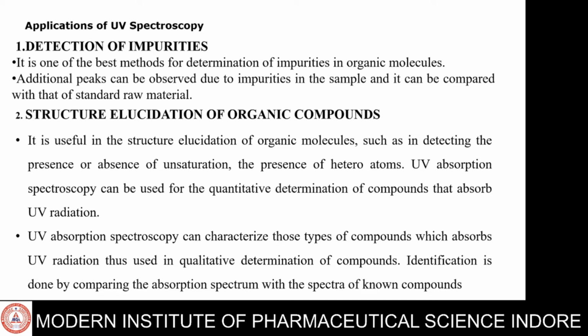So, the applications of UV spectroscopy, as we know, basically why we use any spectroscopy method. First, detection of compounds and detection of impurities. For example, it is the best method for determination of impurities in organic molecules. An additional peak can be observed due to impurities in samples and it can be compared with that of standard raw materials. Structural elucidation of organic compounds: we can find the structure by comparison of lambda max or absorbance through the UV visible spectrophotometer.